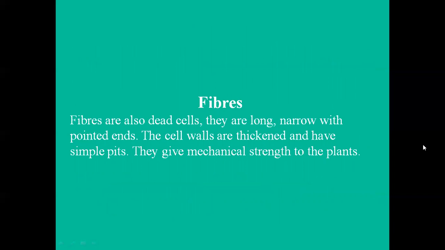Fibers. Fibers are also dead cells. They are long, narrow with pointed ends. The cell walls are thickened and have simple pits. They give mechanical strength to the plants.